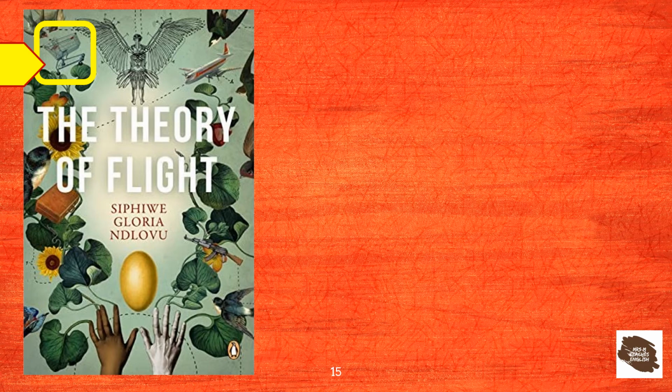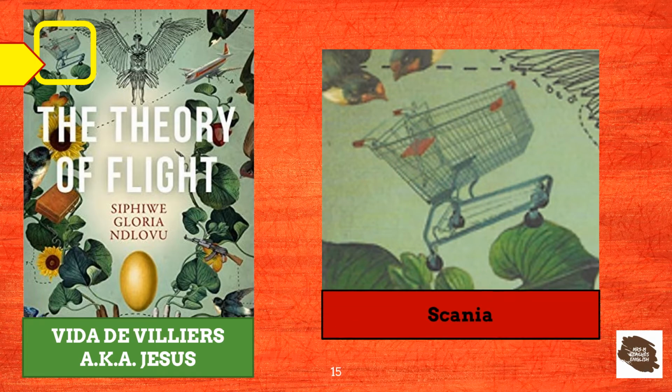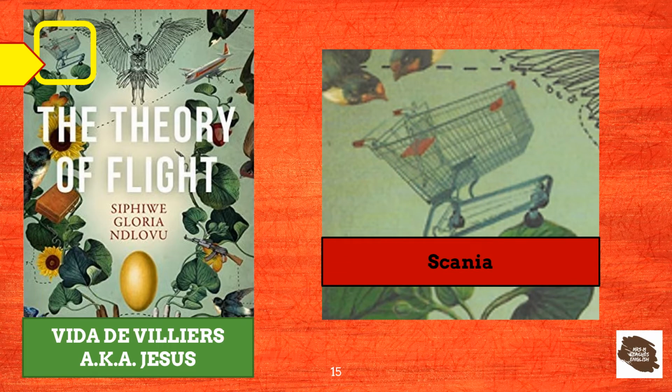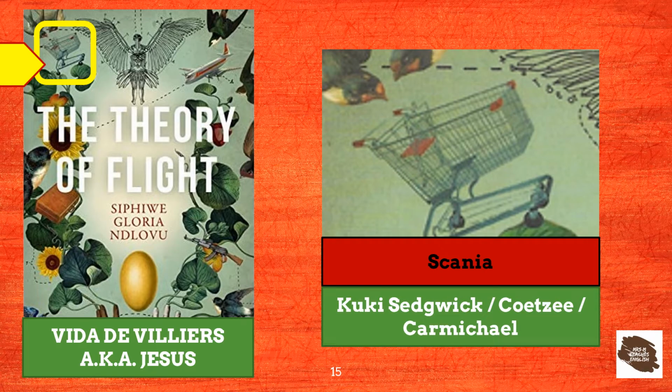The trolley belongs to Vida. Most characters call him Jesus. He lives on the street and packs all of his possessions in a supermarket trolley. And the trolley is named Scania, after the Swedish brand of lorries and trucks. Vida will use the trolley to save Jeannie's life when she's knocked over by Cookie and flies through the air.